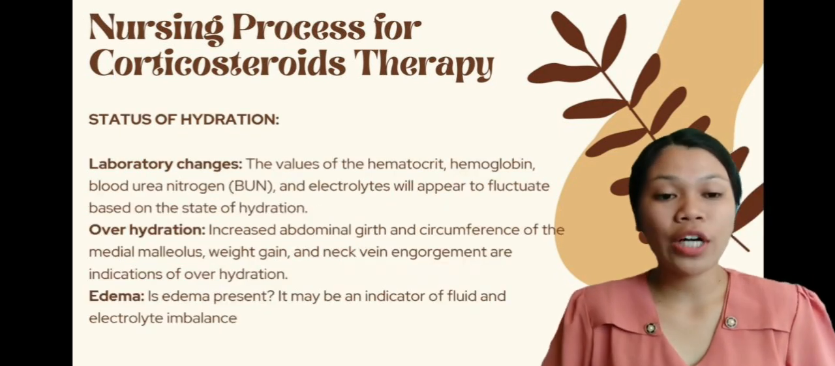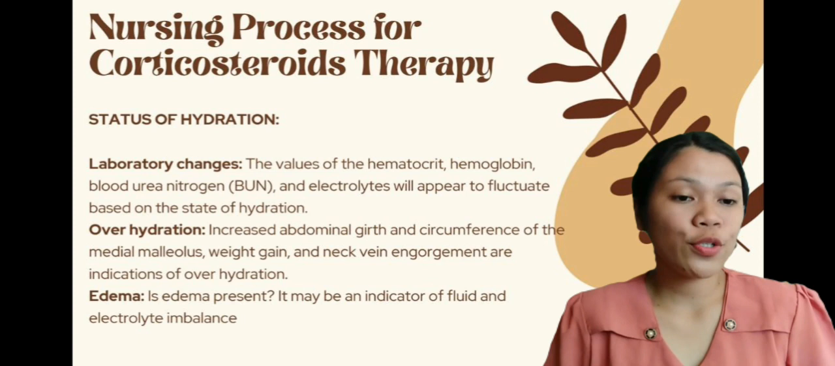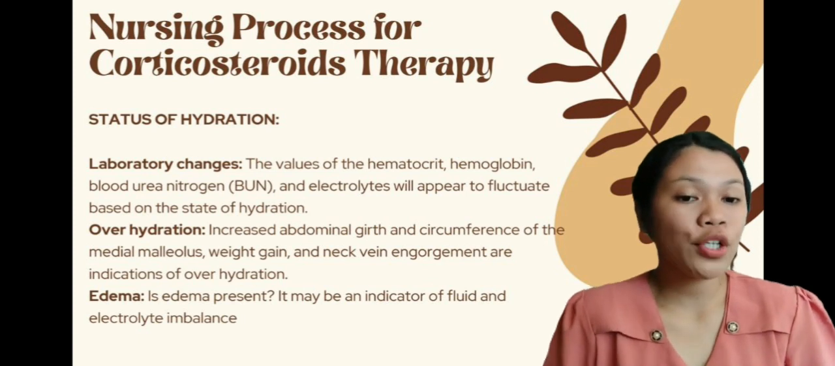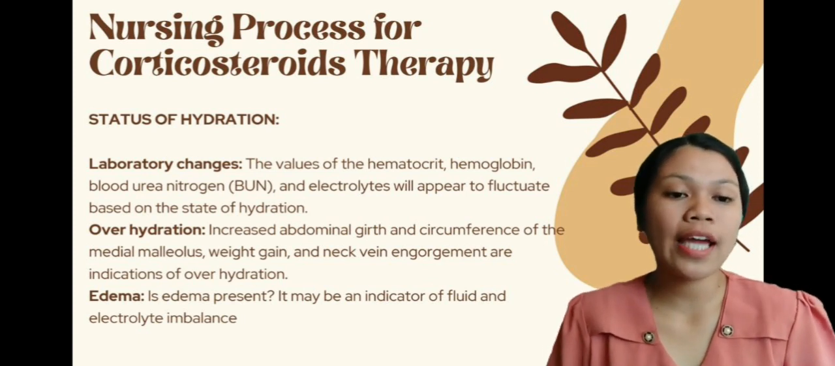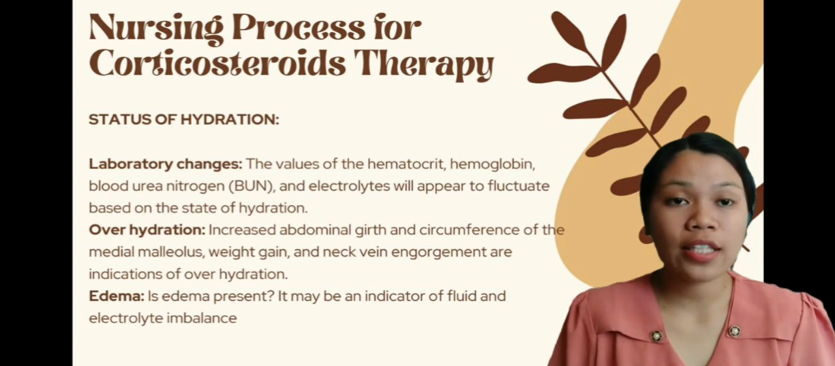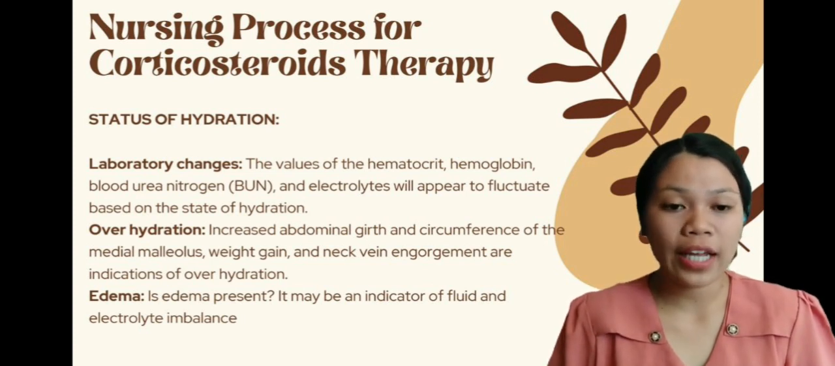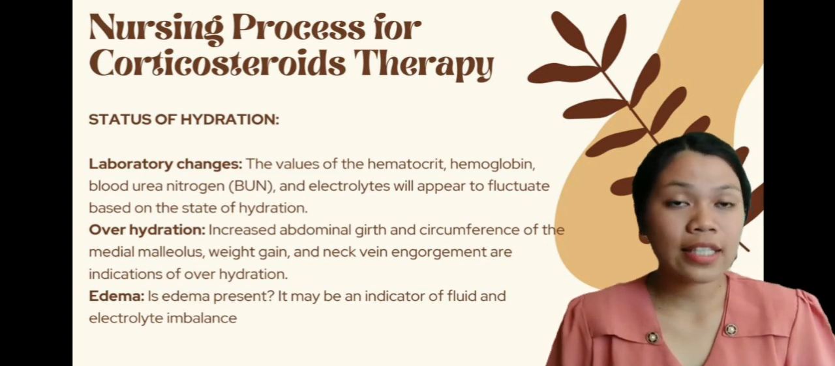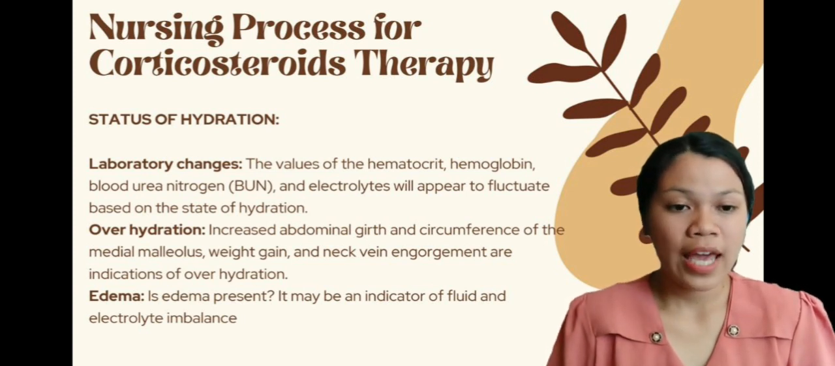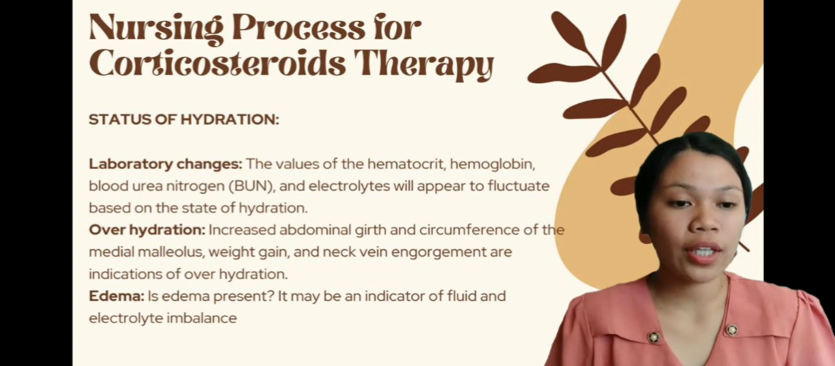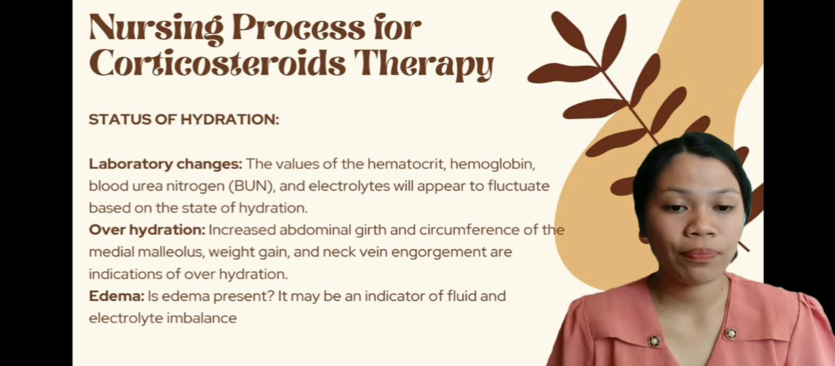Next is the laboratory changes. The values of the hematocrit, hemoglobin, blood urea nitrogen, and electrolytes will appear to fluctuate based on the state of hydration. Next is overhydration. Increase in abdominal girth and circumference of the medial malleolus, weight gain, and neck vein engorgement are indications of overhydration.